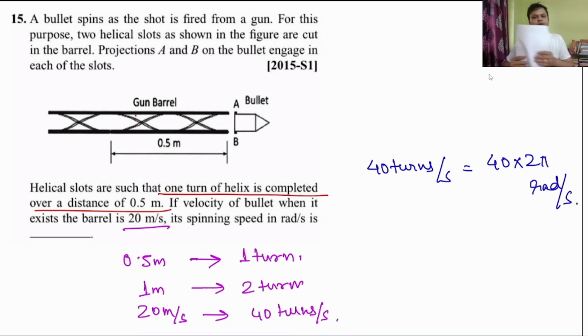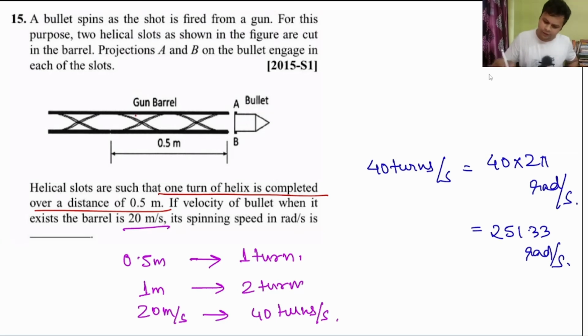251.33. Fantastic. This is the answer I have given you. These are the questions. I have it for my reference. So this is equal to 251.33 radian per second. So this is your answer, the turning speed.